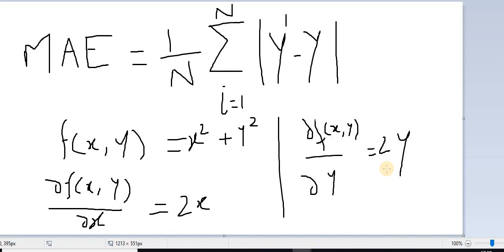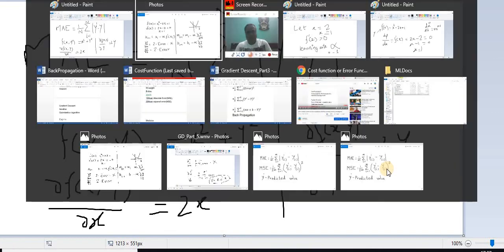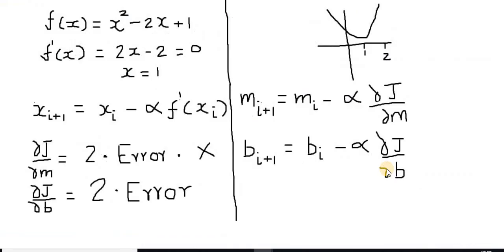The same case happens here as well. Our cost function depends on two variables, weight and bias. So the partial derivative dou j by dou m, if you want to understand it, you can check the previous videos in the gradient descent playlist. It is given there. It is 2 into error into x.